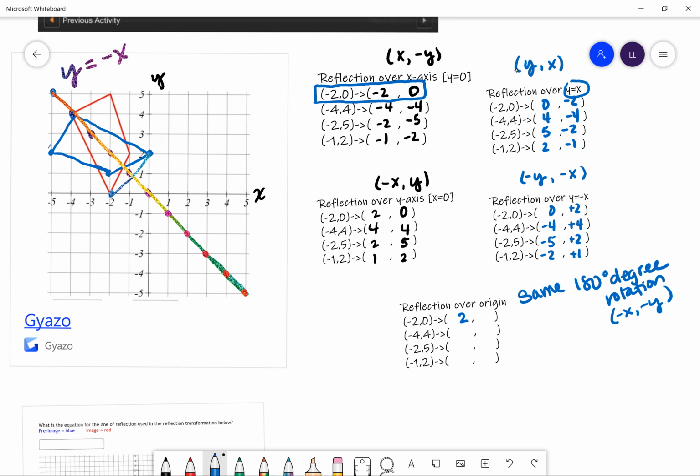So we're simply going to change the signs of the x and the y coordinates. So that's going to be a positive 2, 0 stays the same, a positive 4, negative 4, a positive 2, a negative 5, a positive 1, a negative 2. And now we're going to plot the points. So remember, when you came up with these points, you were multiplying by negative 1. So negative 2 times negative 1 gives me a positive 2. 0 times negative 1 gives me 0. Negative 4 times negative 1 gives me a positive 4, and so on and so forth. All right, so let's go ahead and plot these points.